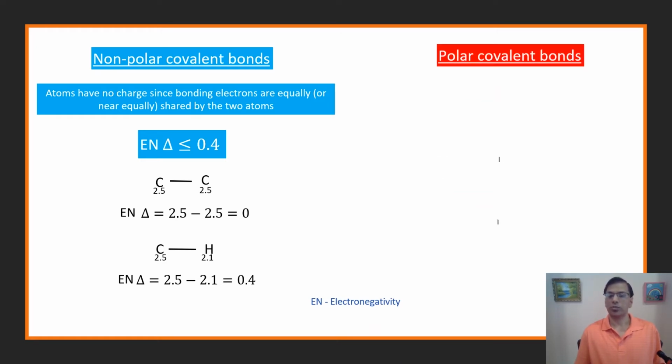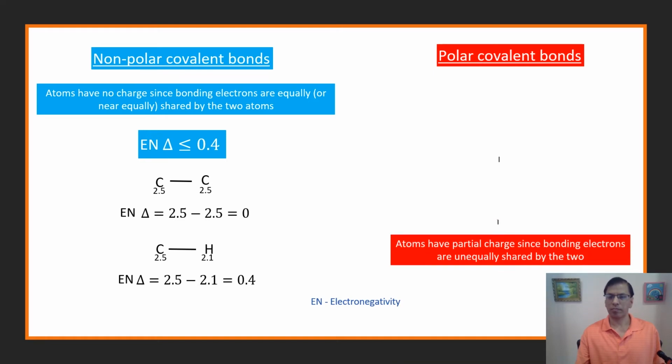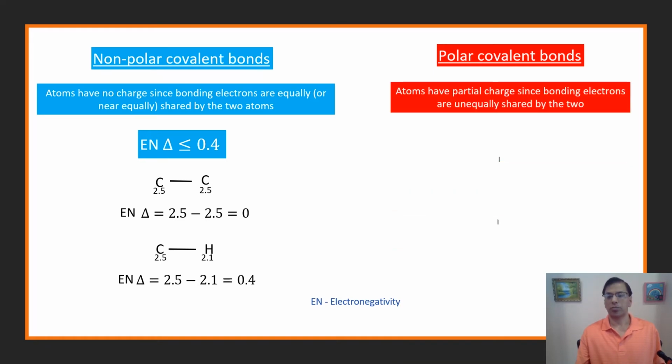Now let's move on to polar covalent bonds. In polar covalent bonds, the bonded atoms will not share the electrons equally between themselves. The more electronegative atom will pull the shared electron pair towards itself, and hence the bond becomes polar. The electronegativity difference between the two bonded atoms has to be more than 0.4 for it to be considered a polar covalent bond.